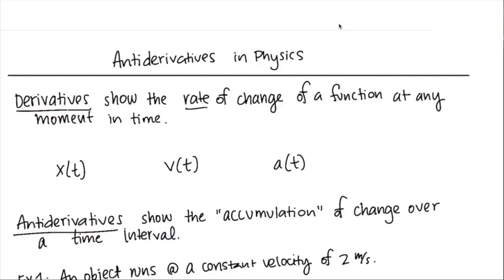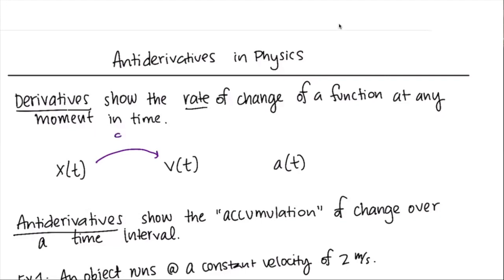Hey everybody, Megan here. So we've been looking at derivatives in physics and seeing how the instantaneous rate of change of any function can be found at any moment in time. We found that to be incredibly important as we were learning how to take a position function and change it into a velocity function, because we said, hey, the instantaneous rate of change of position is velocity.